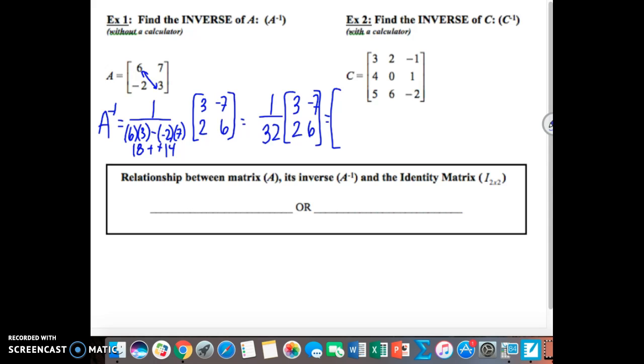So 1 over 32 times 3, we can just leave as 3 over 32. 1 over 32 times negative 7, we can leave as negative 7 over 32. 1 over 32 times 2 can be reduced to 1 over 16. And then 1 over 32 times 6 can be reduced to 3 over 16. So this is our A inverse.